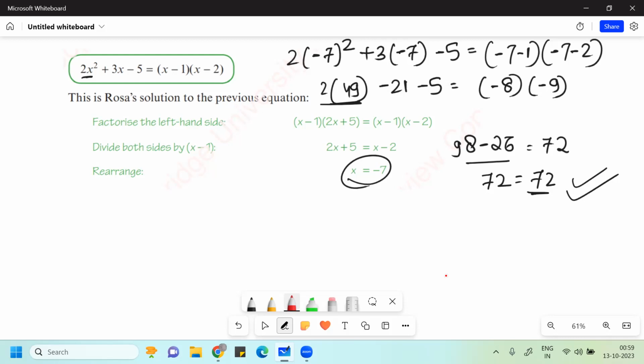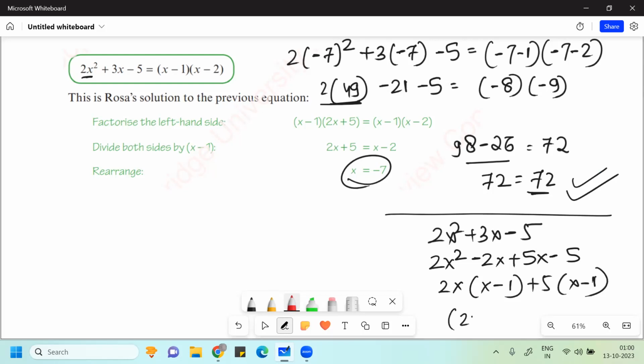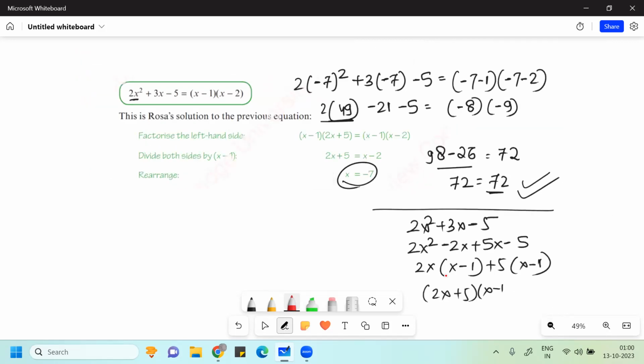So what they're doing, they factorize this equation 2x square plus 3x minus 5. If you factorize, the product is -10 and the difference should be 3, means plus 5 minus 2. So minus 2x plus 5x minus 5. If I take the middle term, 2x into x minus 1, plus 5 into x minus 1. So I'm getting 2x plus 5 into x minus 1. This is x minus 1 into x minus 2.